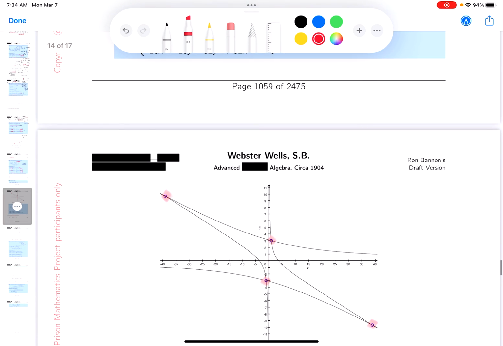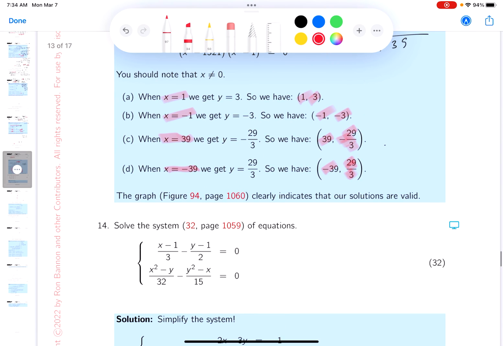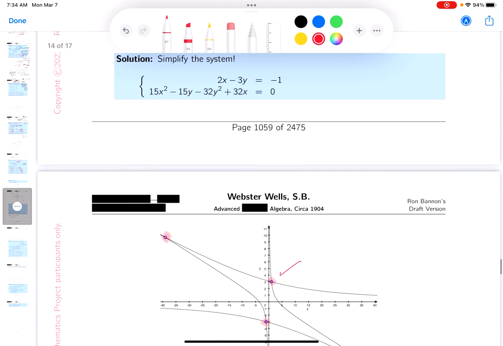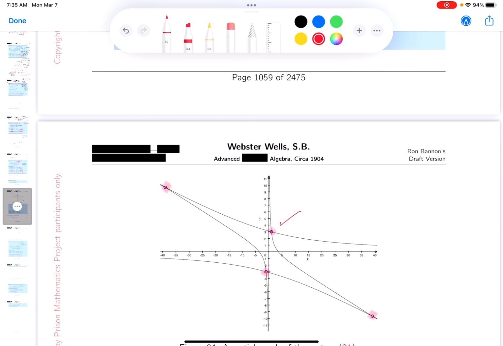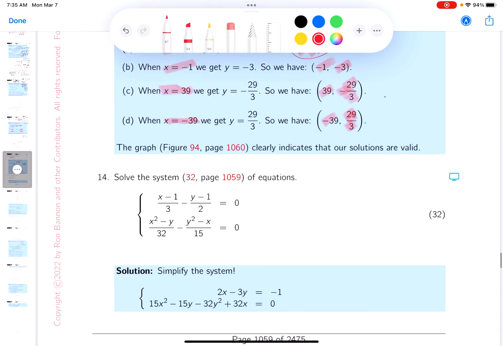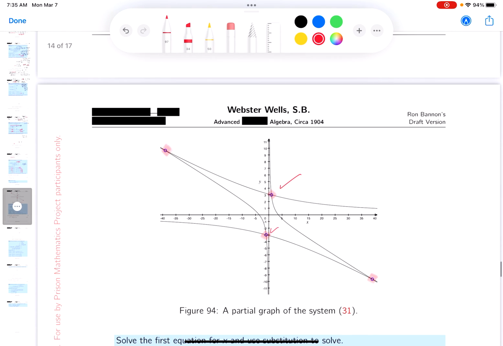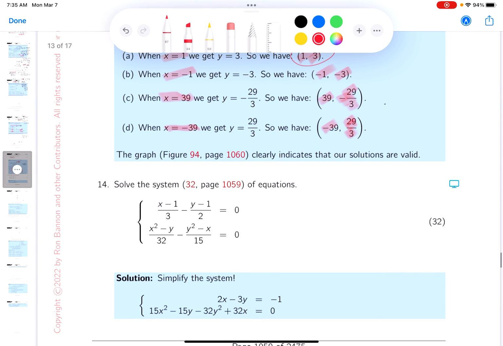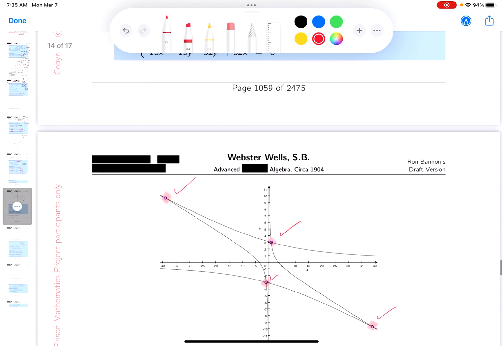Do I see 1, 3? Let's see. I sure do. I'm going to check it off for you. It's right there. I'm looking for easy ones. Do I see -1, -3? I do. Right there. Let's go to the other ones. 39, minus 29 thirds. Now, minus 29 thirds, you're roughly looking around -10. Looks good. Did I get the other one? What's the other one I was doing? Minus 39, 29 thirds, and that's right over there. Relatively simple to identify those things.